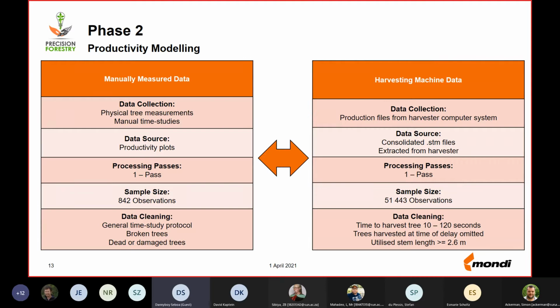In terms of data cleaning, we followed our general time study protocol where we removed broken trees, dead or damaged trees. Then from the harvesting machine data side, our source was the consolidated STM files that we extracted from the harvesting head. Our sample size here was above 51,000 observations. In terms of data cleaning, we only considered trees where the time to harvest a tree was between 10 and 120 seconds, and with a utilized stem length greater than or equal to 2.6 meters. However, we omitted trees that were harvested at the time of delay.